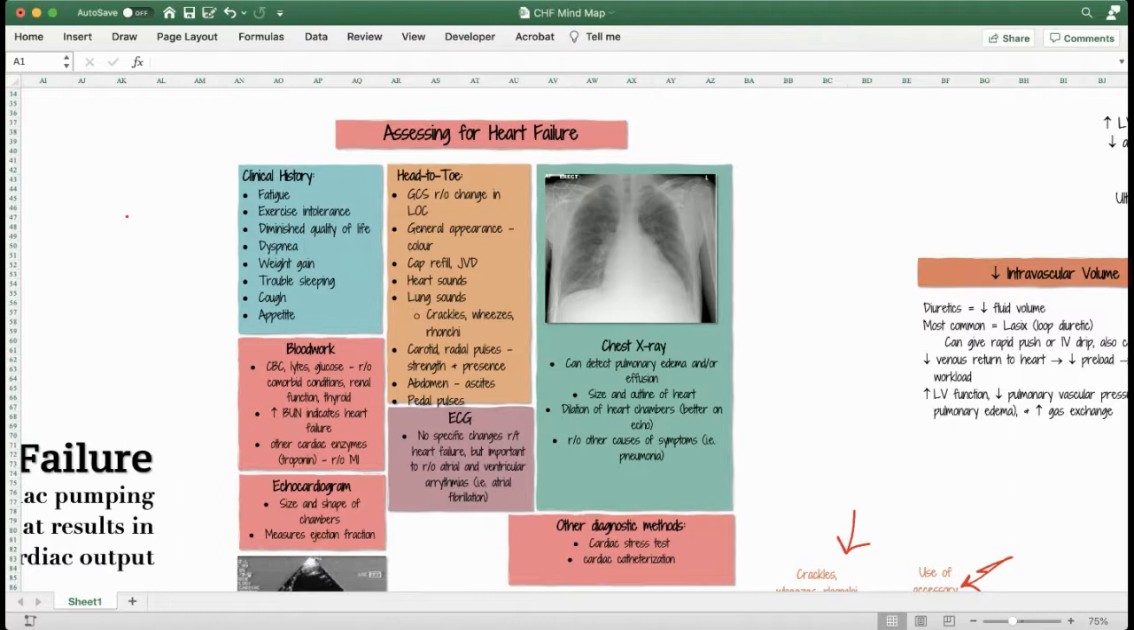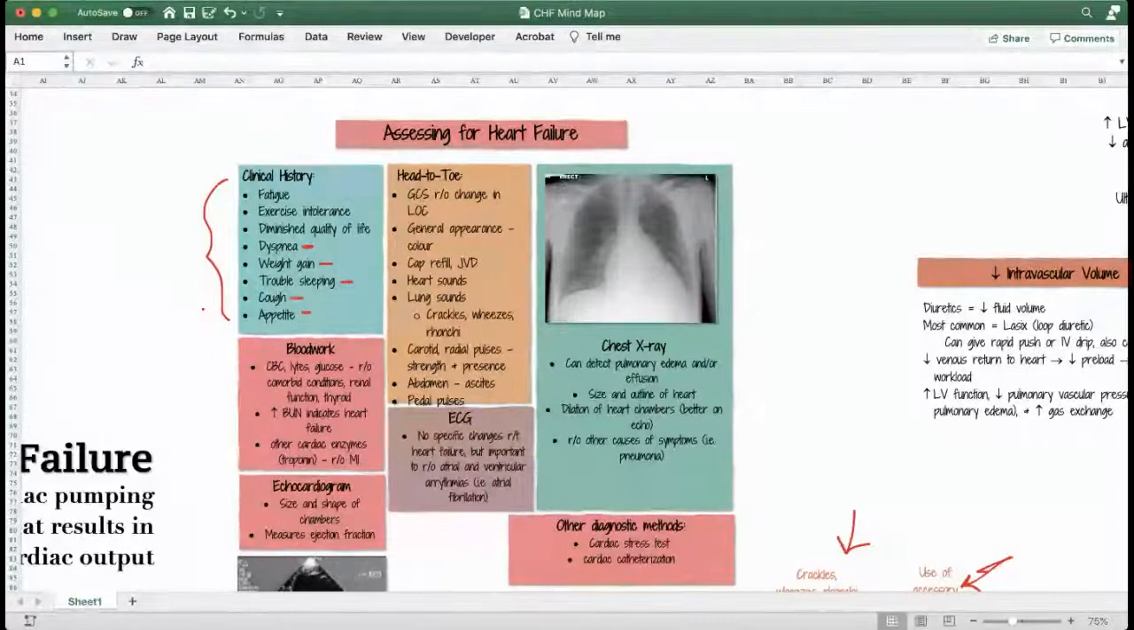It's not anything new. We're assessing for heart failure. This is the kind of history you're going to see, the subjective data that you're going to get. They're going to be tired. They're going to have exercise intolerance, obviously diminished quality of life. Most people will comment on having trouble breathing if they have left-sided heart failure, weight gain if they have right-sided, trouble sleeping is a big one, and then cough is another big one. Some kind of change in the appetite can also indicate usually right-sided heart failure.